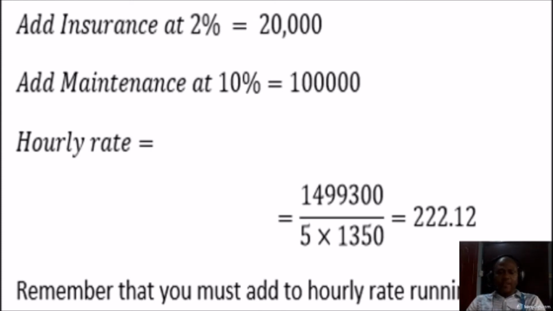So we sum this and obtain a value of 1,499,300. We divide it by the anticipated life of the equipment, which is 5 years, and also by the total working hours for the equipment. The equipment is supposed to work for 1,350 hours within those 5 years of operation. By doing this, we have an answer equal to 222.12. So that is our hourly rate using the interest on capital outlay method.